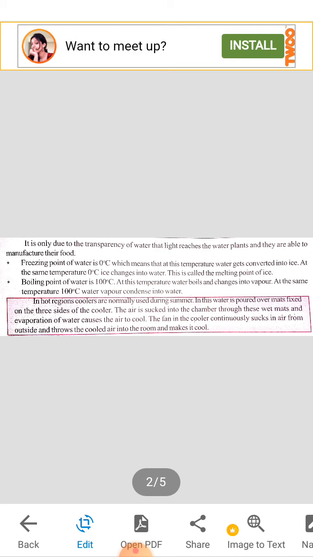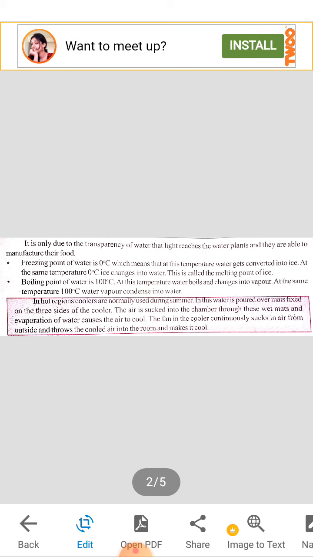Next point is the boiling point of water is 100 degrees Celsius. At this temperature water boils and changes into water vapor. At the same temperature, 100 degrees Celsius, water vapor condenses into water. Earlier I told you what condensation is: cooling down of water vapors to form water. So the boiling point of water is 100 degrees Celsius, and the melting point of ice is 0 degrees Celsius.